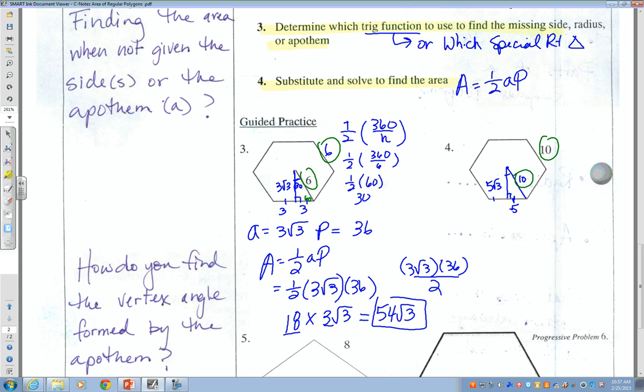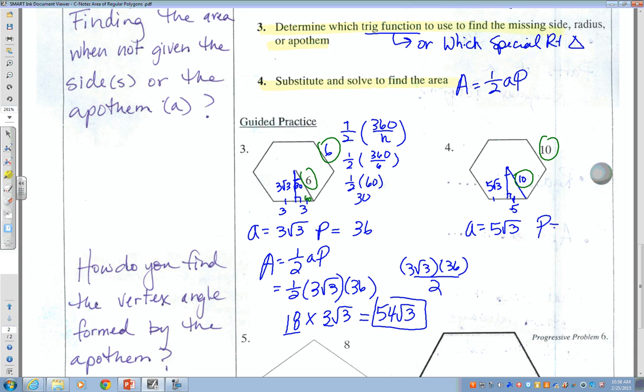Yes, Austin? Depending on the shape, some shapes turn into a special right triangle. If they don't, Austin, then you use trig to find the apothem. Okay? All right, so we know A is 5 root 3.